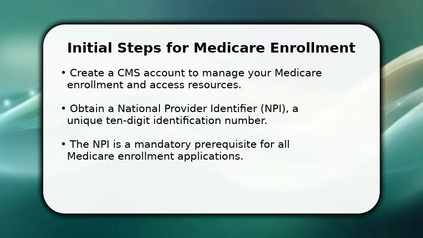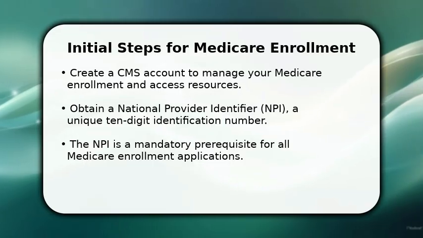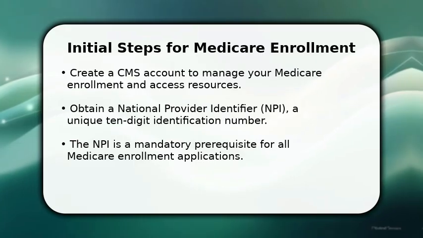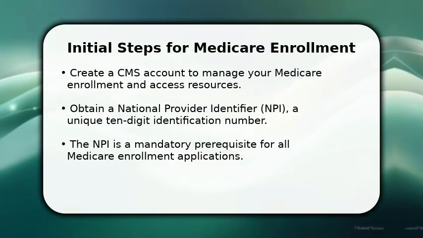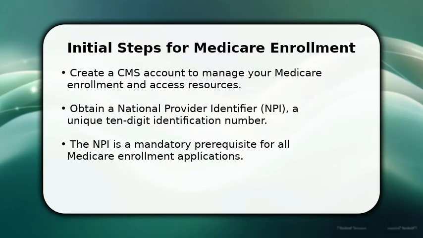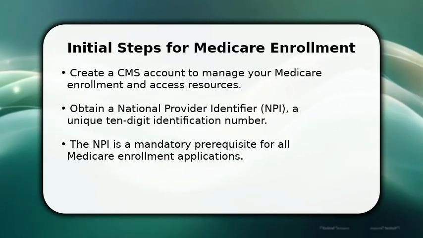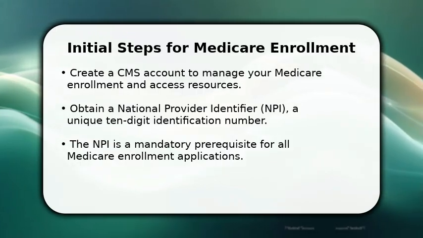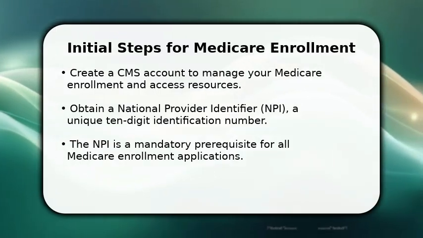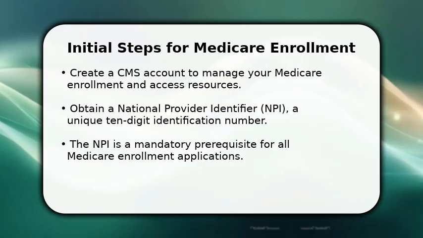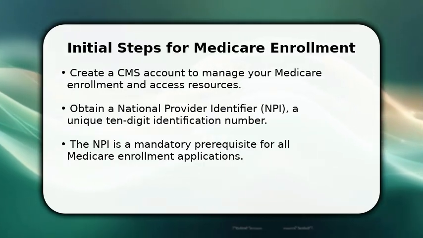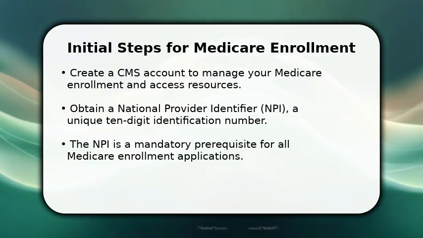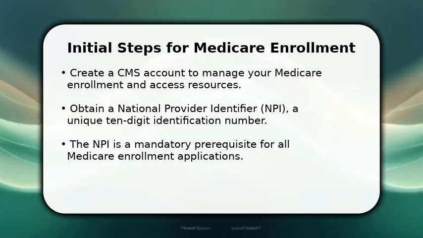In this video, I will explain how to apply for a Medicare provider number. First, you'll need to create a CMS account, which serves as your gateway for managing Medicare enrollment and accessing vital resources. Next, secure your National Provider Identifier, or NPI. This unique 10-digit identification number is essential for all healthcare providers and is a mandatory prerequisite before you can proceed with your Medicare application. Ensure these initial steps are completed accurately to set a strong foundation for your enrollment.